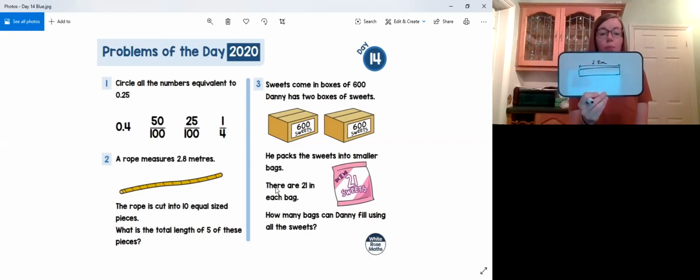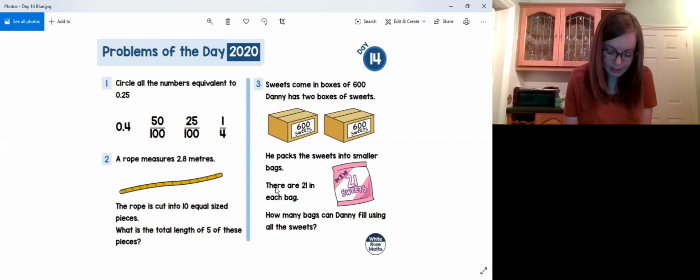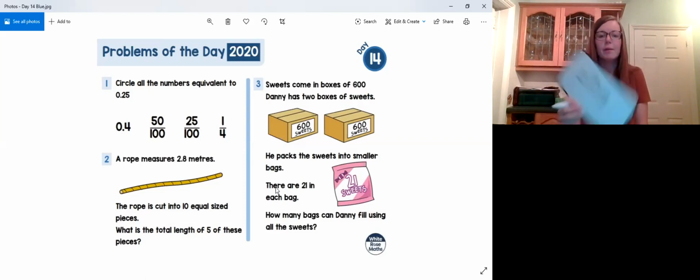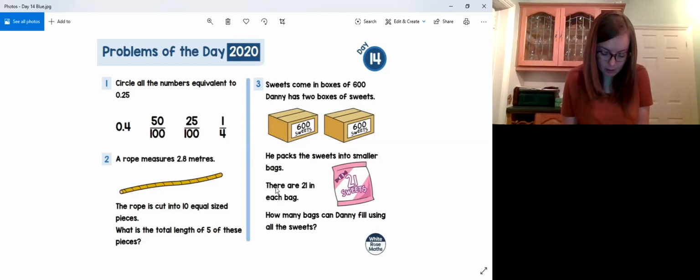So here is our rope that is 2.8 meters long. It has been cut into 10 equal pieces. 1, 2, 3, 4, 5, 6, 7, 8, 9, 10. Make sure I've got it right. It's been cut into 10 equal pieces. And we want the length of 5 of them.